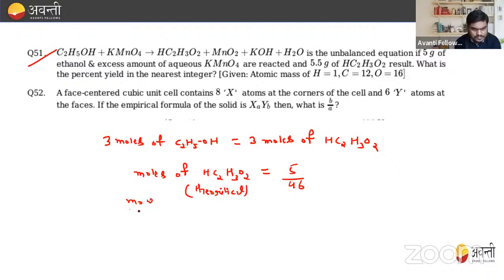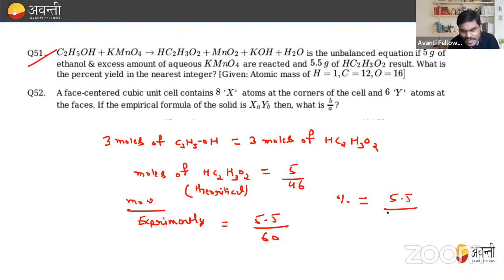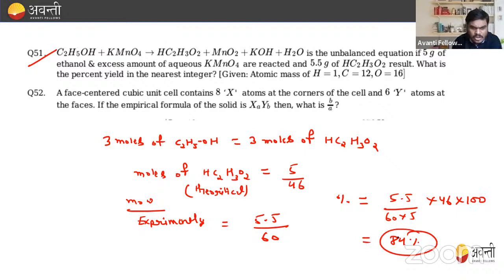Now, the experimental value comes out to be 5.5 gram, divided by 60. So what is the percentage yield, beta? What formula do we use to calculate the percentage yield? That is 5.5 upon 60 into 5 into 46, and for percentage we use 100. It comes out to be 84%. How many percent, beta? That is 84%.